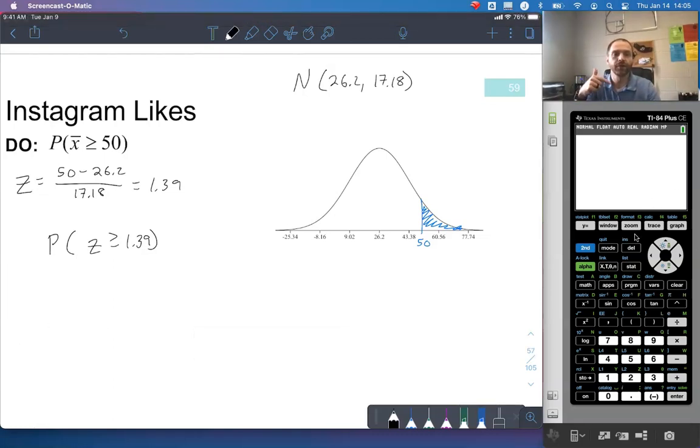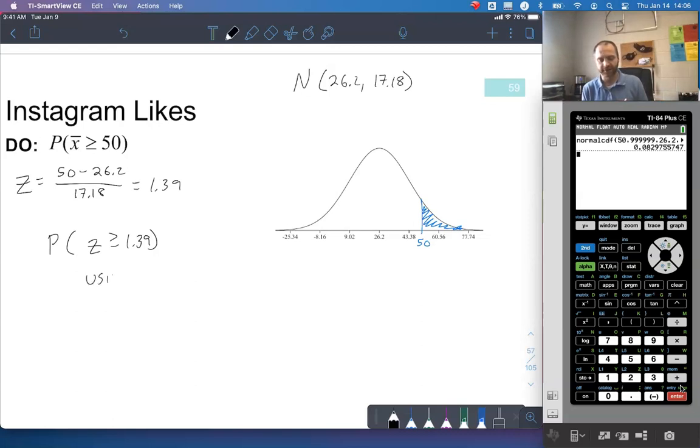And I will show you down below, I'll do second distribution, normal CDF. And it goes lower bound. In this case, my lower bound is 50. So I have 50. My upper bound, well, I'm going to pick a really, really big number, so 9999999. My mean, we said, was 26.2. And my standard deviation was 17.18. So normal CDF, 50, comma 9999999, maybe it's one too many nines, 26.2, 17.18, hit enter, and I'm going to get 0.0829.